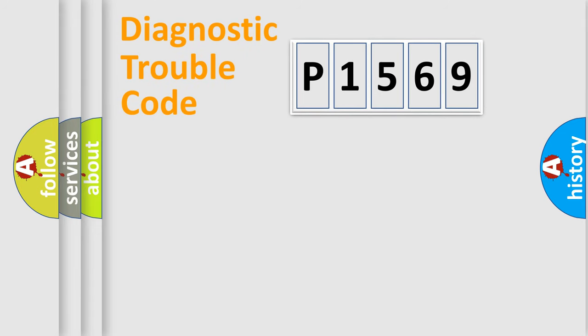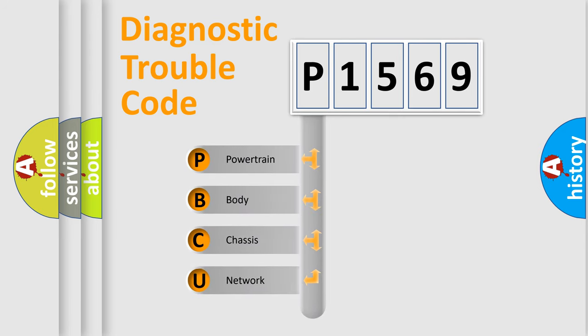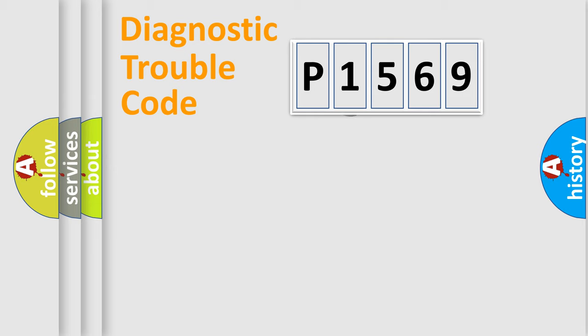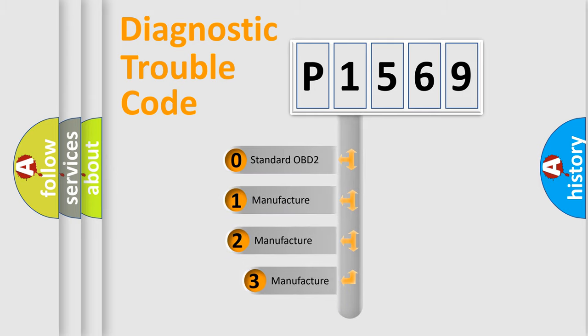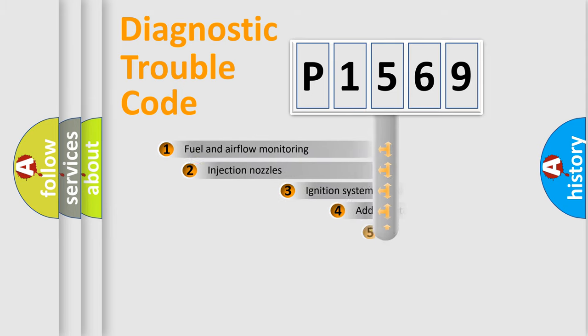Let's do this. First, let's look at the history of diagnostic fault code composition according to the OBD2 protocol, which is unified for all automakers since 2000. We divide the electric system of an automobile into four basic units: powertrain, body, chassis, network. This distribution is defined in the first character of the code. If the second character is zero, it is a standardized error. In the case of numbers 1, 2, 3, it is a more specific expression of a car-specific error.